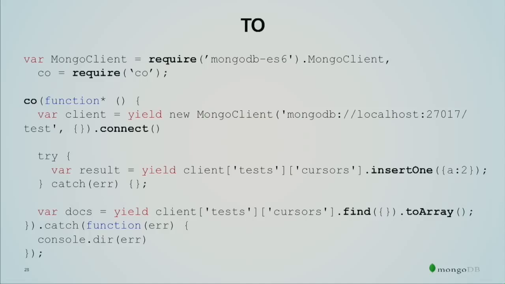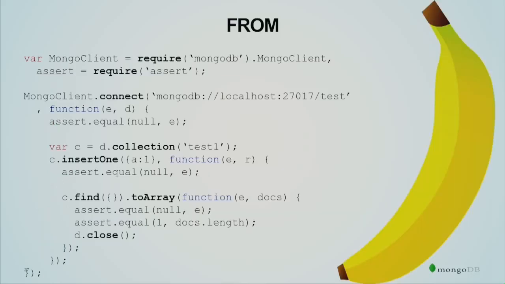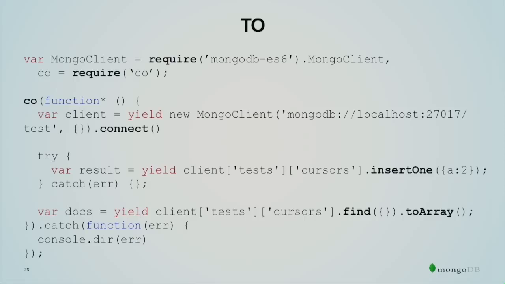So here we're basically taking what was the banana code and making it into something that looks extremely similar to synchronous code, right? We call yield on the Mongo client connect. So that means that it will kind of block in the generator. It will defer that generator until the connection happens. And then after that, we do an insert one. In this case, just for the fun of it, I wrapped it in a try catch block so that you can see that you can actually catch that exception right there and then. And then finally, we just do find and turn that into an array of documents. And that's it. It went from this to that, which is much more readable, right?